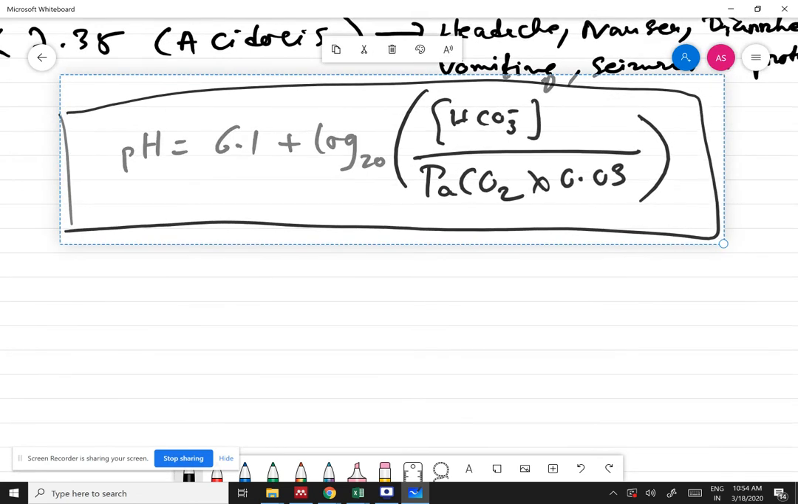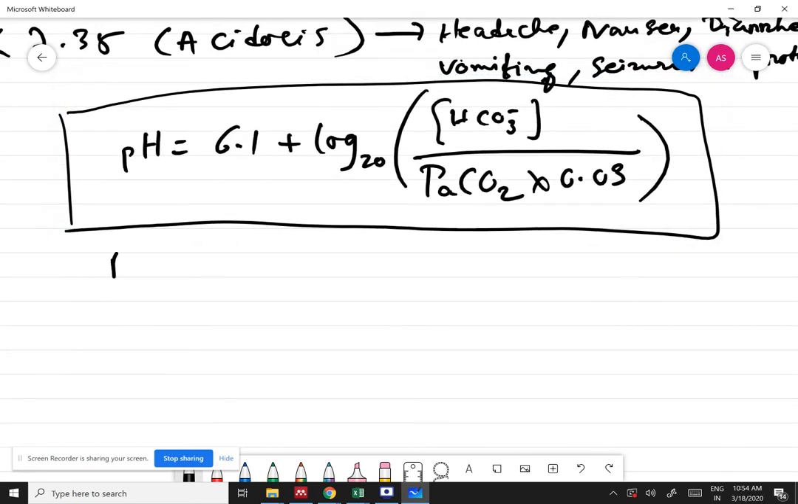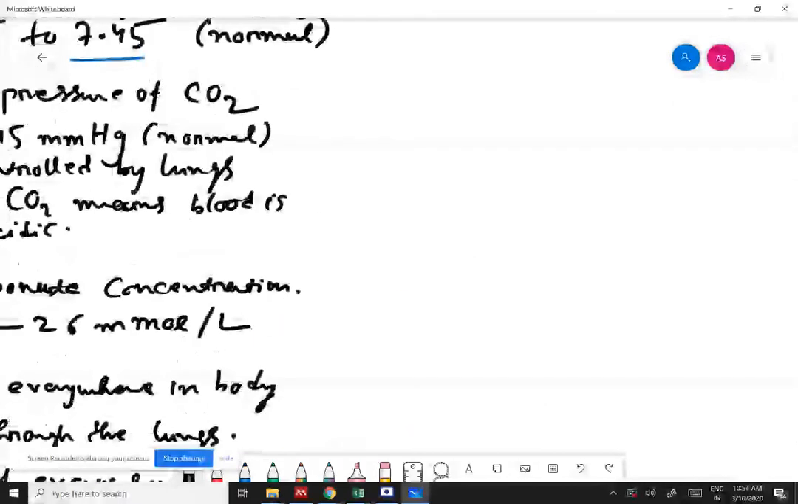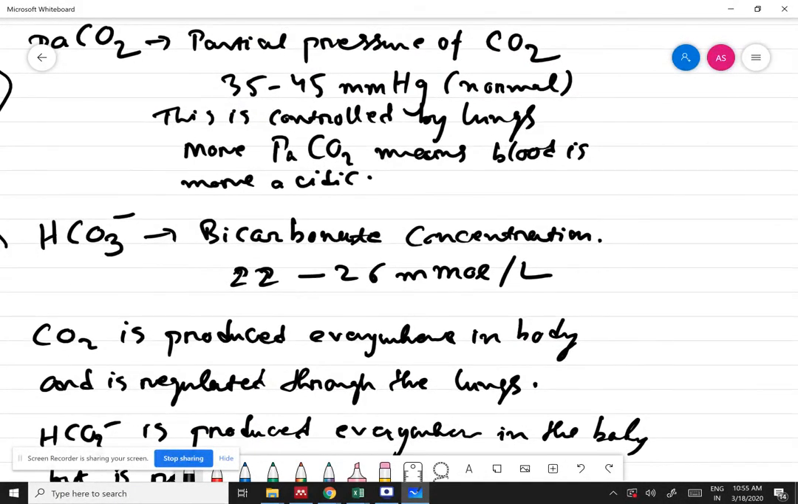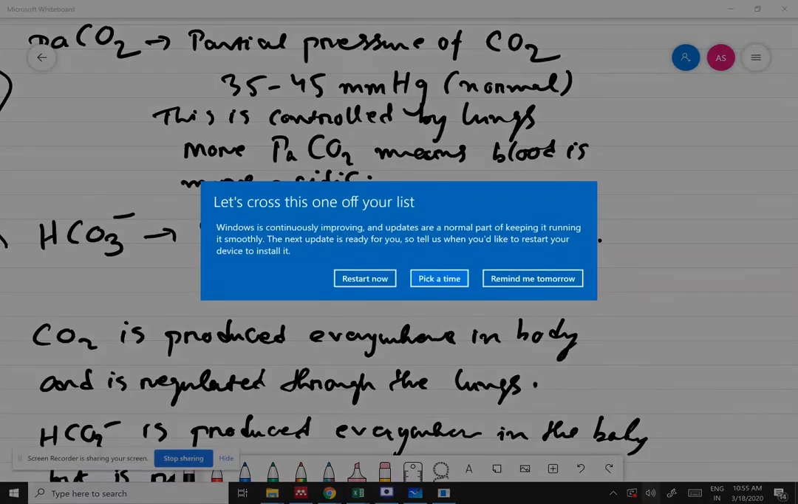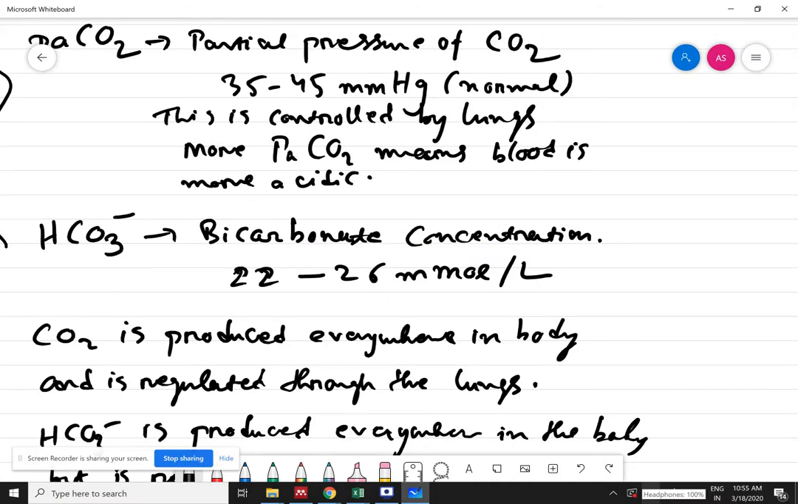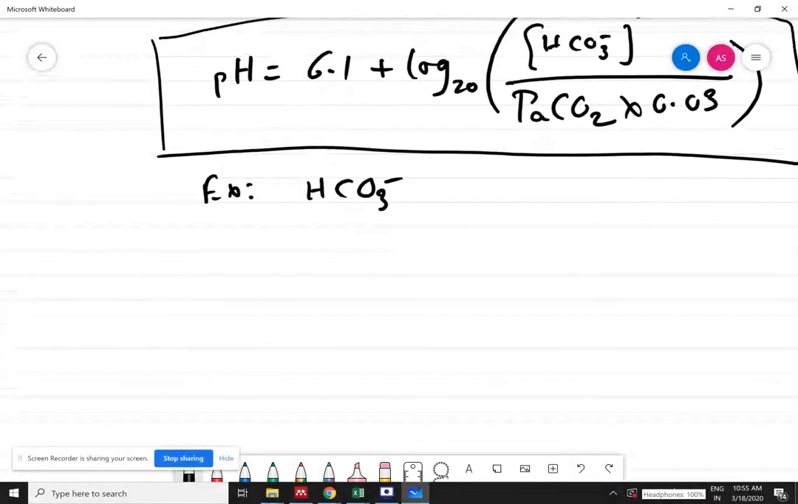To test it, let's do an example and look at the normal values. The normal value of HCO3 minus is between 22 and 26, so let's take 24. And the normal value of PaCO2 is between 35 and 45, so let's take 40. Let's take 24 and 40 and put them here.